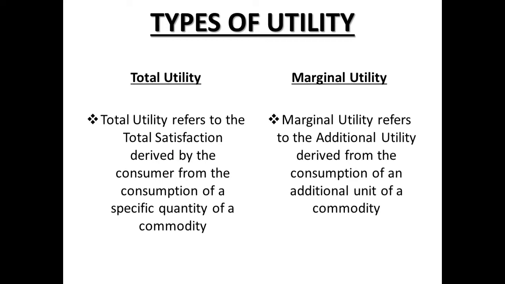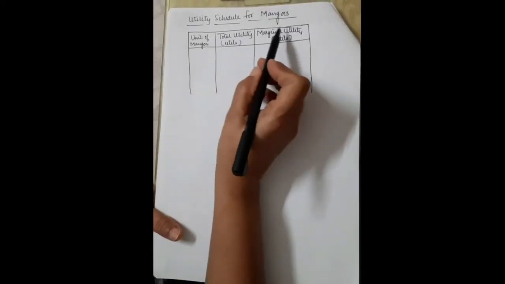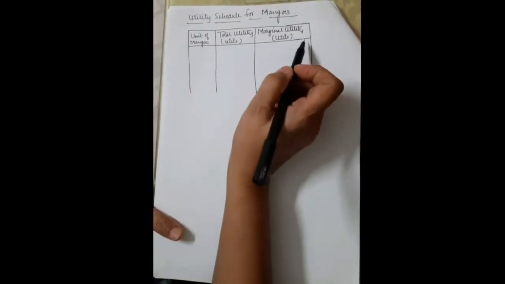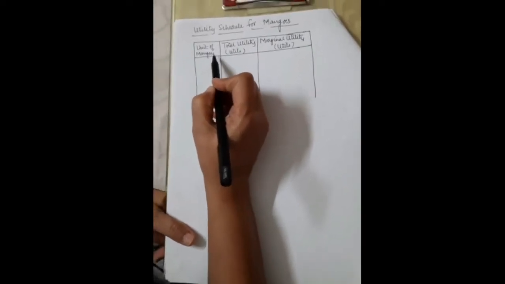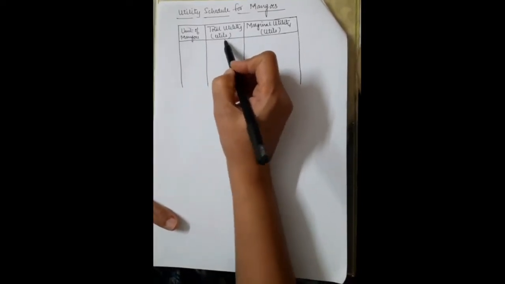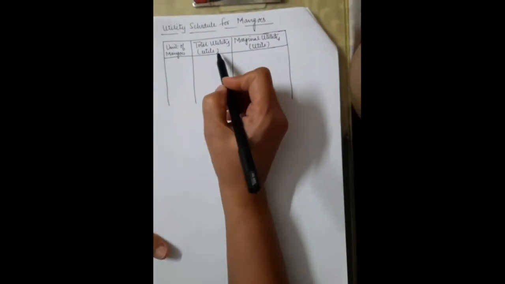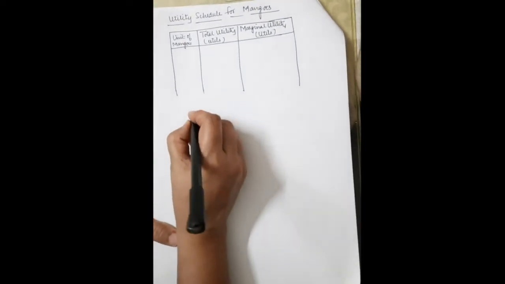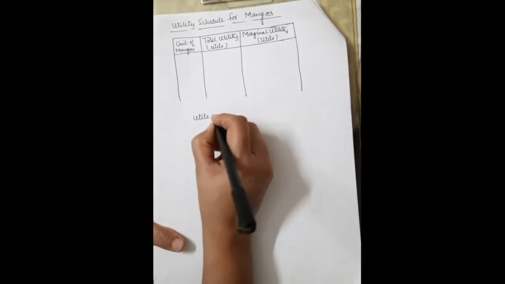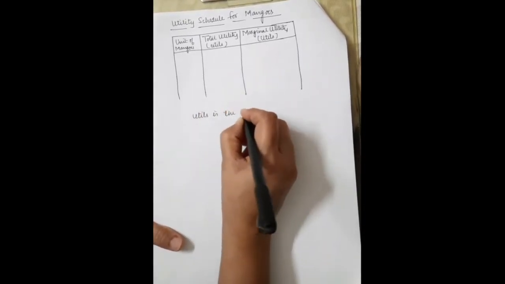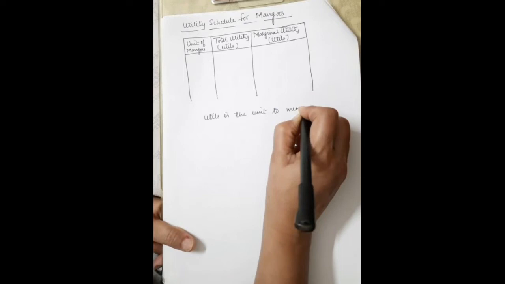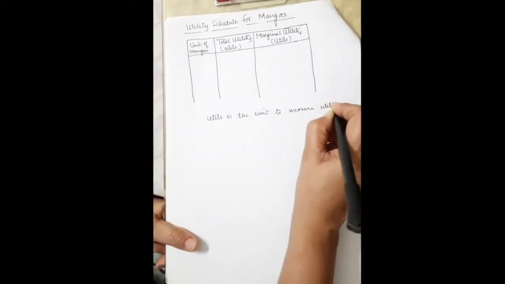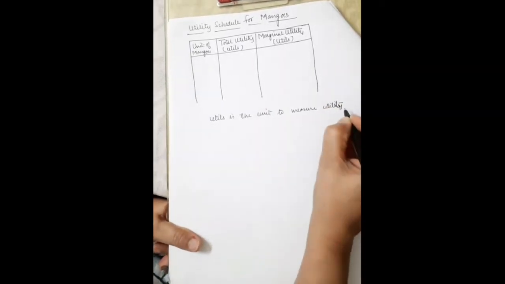Let's see. So this is the utility schedule for mangoes. We have taken 3 columns over here. The first column shows the units of mangoes consumed by a consumer. The second column tells you about the total utility in terms of utils. Utils is the unit to measure utility. Alright?